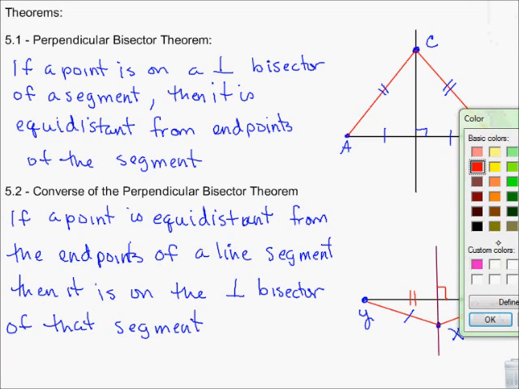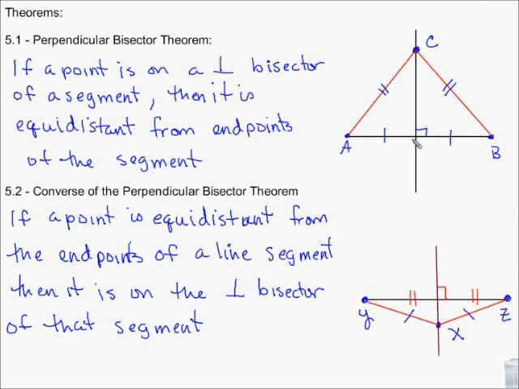Kind of a little bonus thing: once you find this point where it intersects, you've found the midpoint, because the perpendicular bisector hits at the midpoint. So that's another little thing that you get from this.